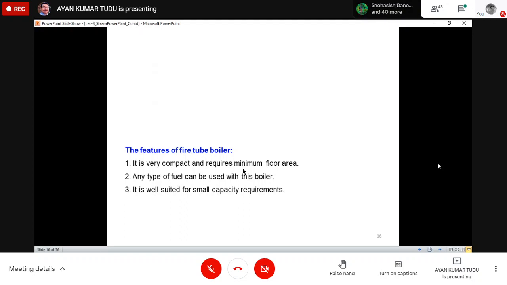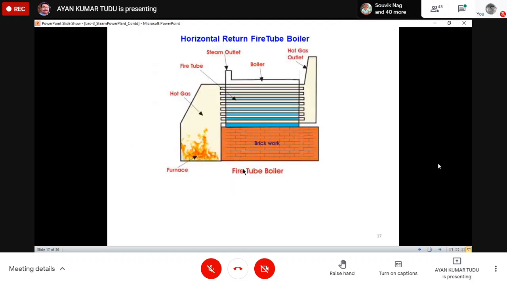I think we have a figure of a fire tube boiler. Yes, here we have it. As you can see, we have a steam outlet, a hot gas outlet, the fire tubes, and the hot gases. The hot products of combustion pass through the tubes, and those tubes are surrounded by water.